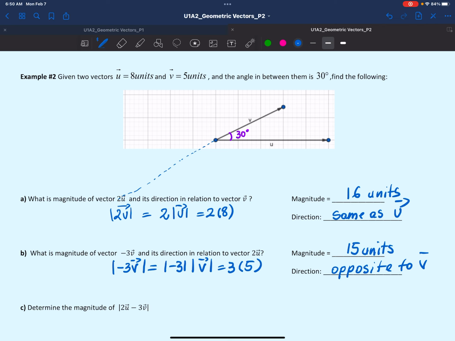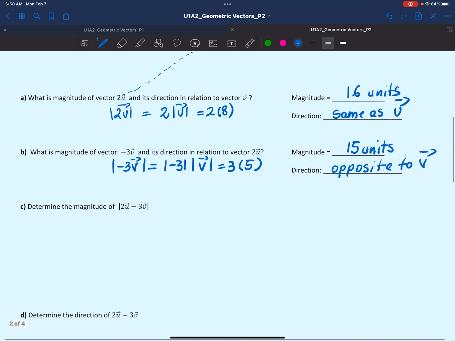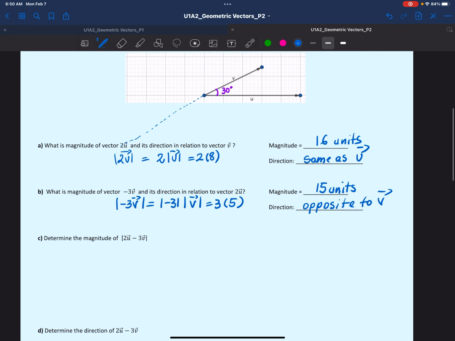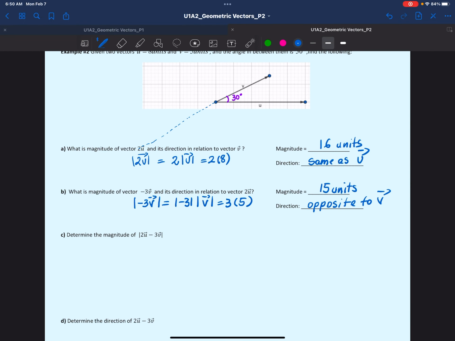Now, we have to find the magnitude of 2u minus 3v. So this is going to be fun. So if we want to find the magnitude of 2u minus 3v, we're going to draw a diagram in here. Now, vector 2u will be about 16 units. Now, negative 3v will be about, I'm going to bring vector u here. Vector 2u.